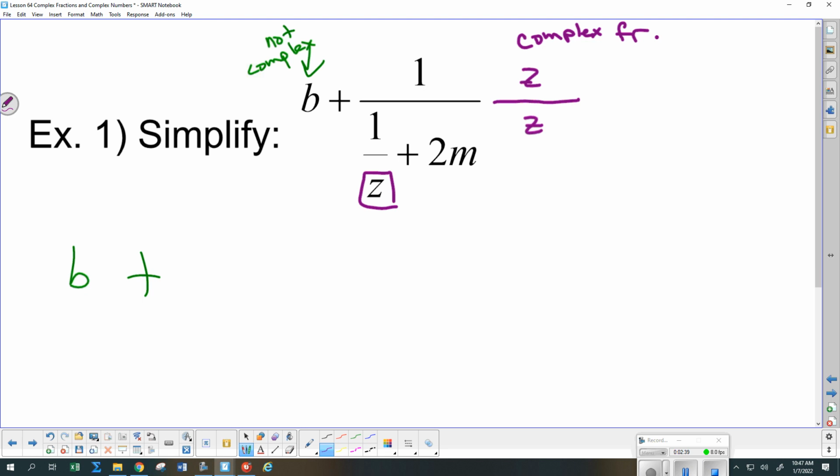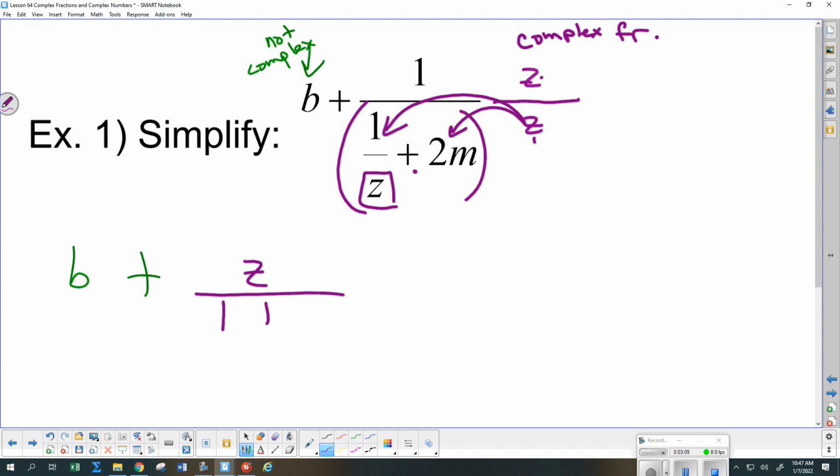So the b stays the same. Now when I multiply a fraction, I multiply the numerators. 1 times z is easy. That's just z. Now I need to multiply my whole main messy denominator by z. Because I have a plus sign in that original main messy denominator, I have to distribute. So here I get 1 over z times z. That's z over z, or just 1. Then I finish my distributing, and this part is plus 2mz.